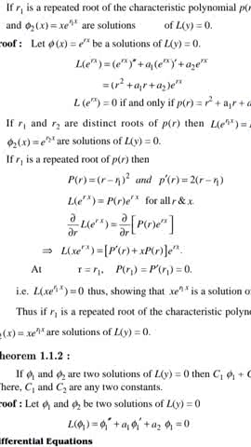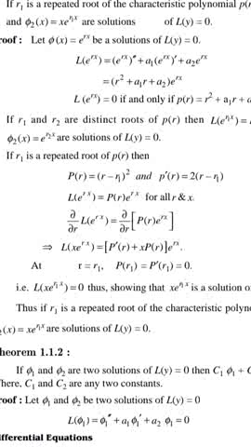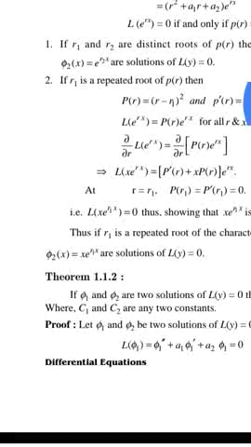For the proof, let phi of x is equal to e^(rx) be a solution of L of y is equal to 0. That is, L of e^(rx) is equal to (e^(rx))'' plus a1 (e^(rx))' plus a2 e^(rx). Therefore, it is equal to (r square plus a1 r plus a2) into e^(rx). That is, L of e^(rx) is equal to 0 if and only if p of r is equal to r square plus a1 r plus a2 is equal to 0.